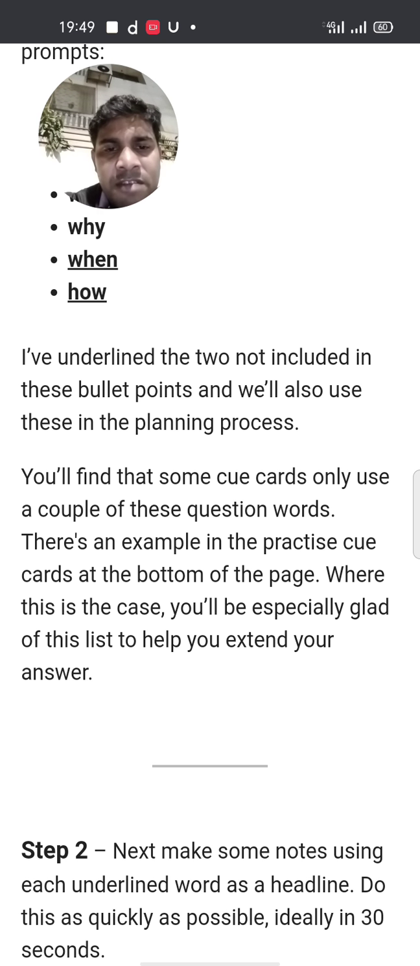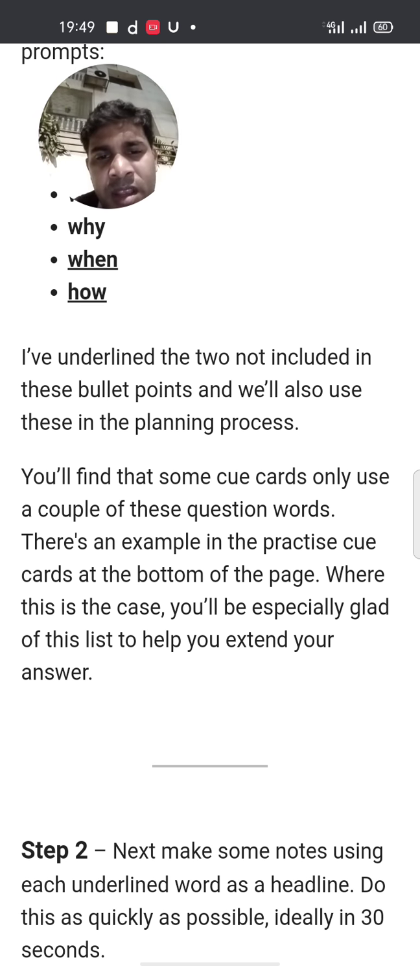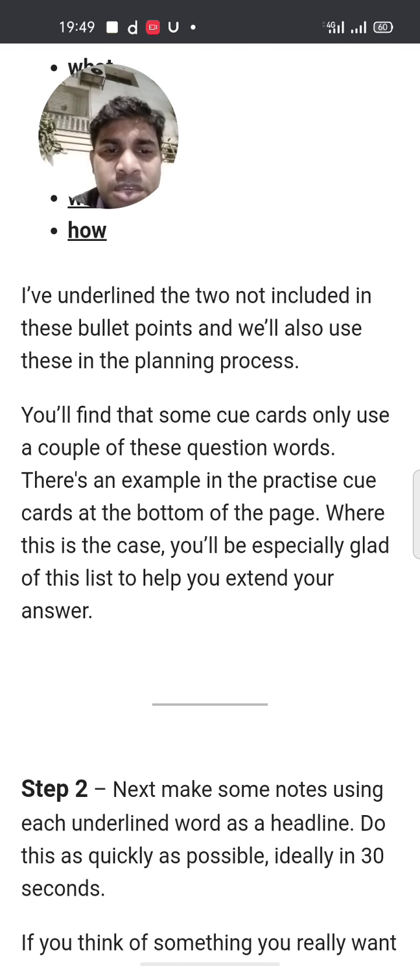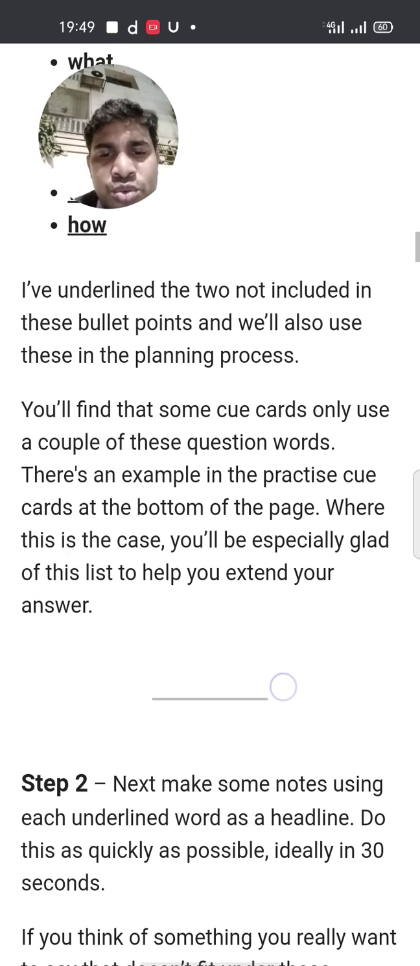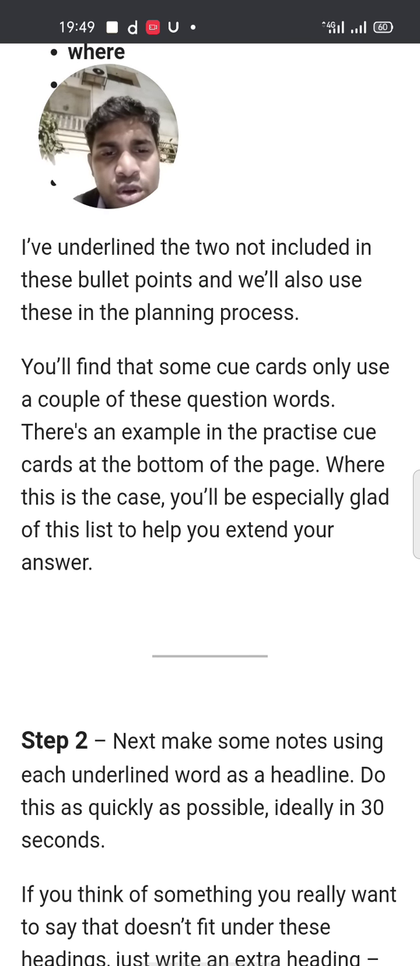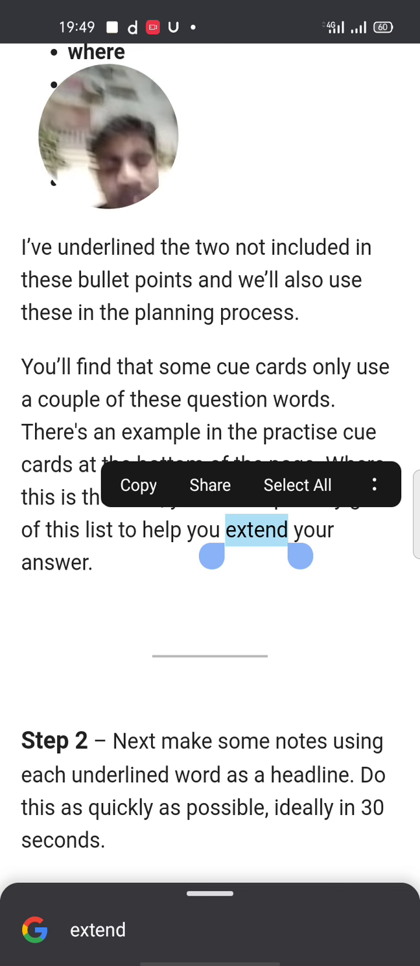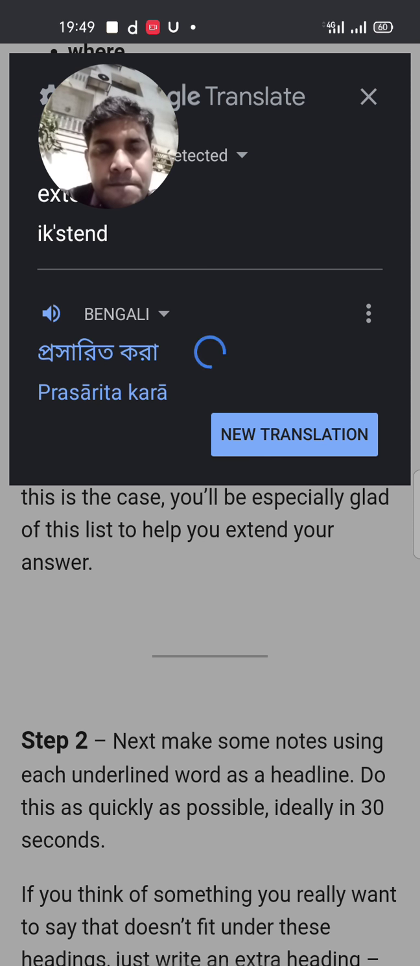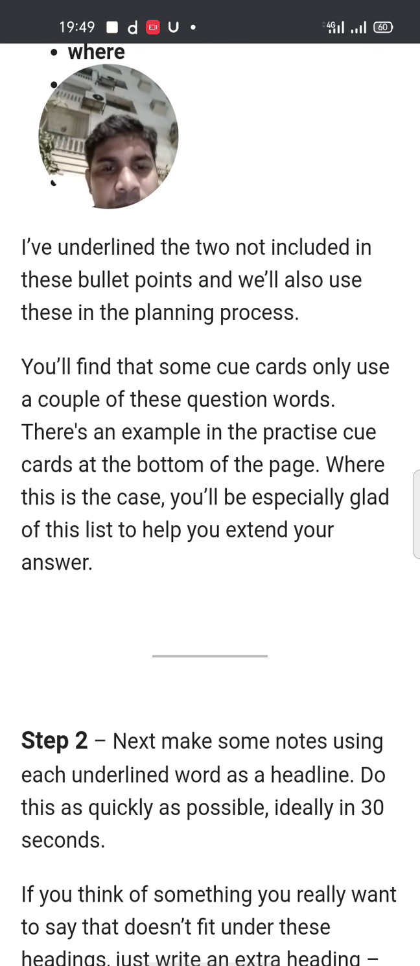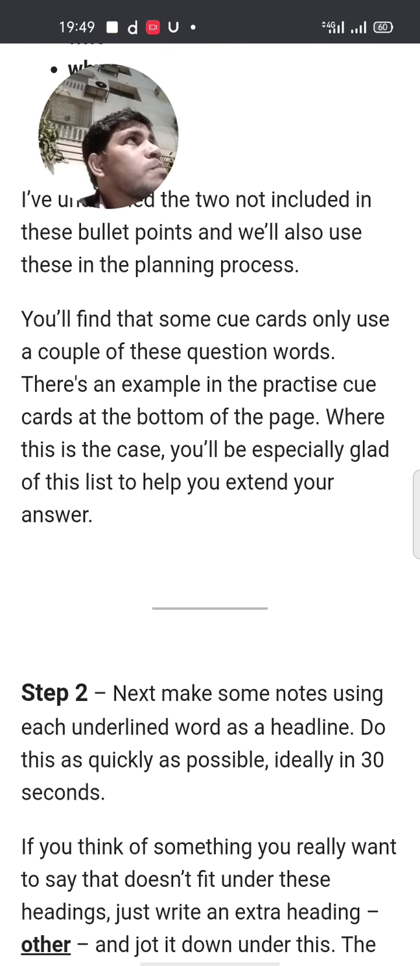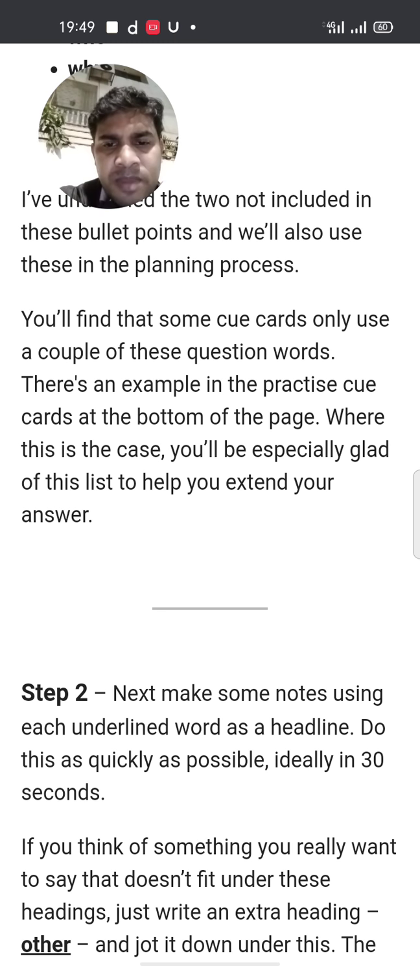I have understood the two notes not included in the bullet point, and we will also use these in the planning process. You will find that some cue cards only use a couple of these question words. There is an example in the practice cue card at the bottom of the page. Where this is the case, you will be especially glad of this list to help you extend, I mean elaborate, your answer.